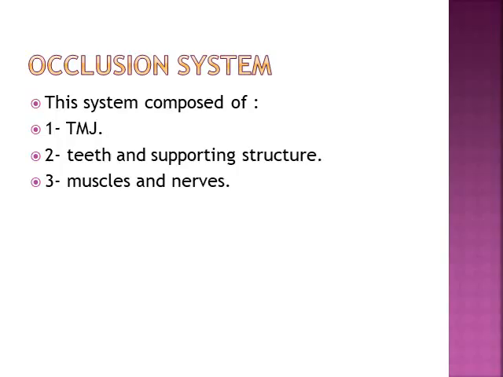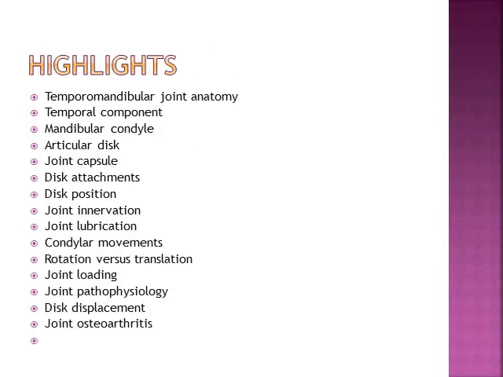The occlusion system, as we know, is made of three main parts: the TMJ, which involves the temporomandibular joint, the teeth and supporting structures, and the muscles and nerves.